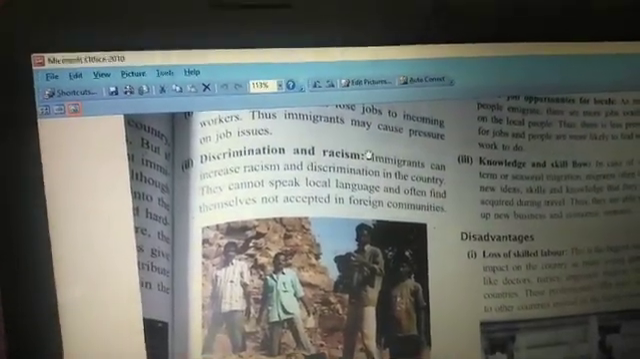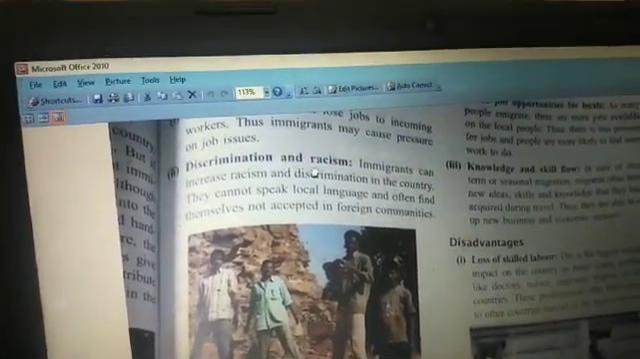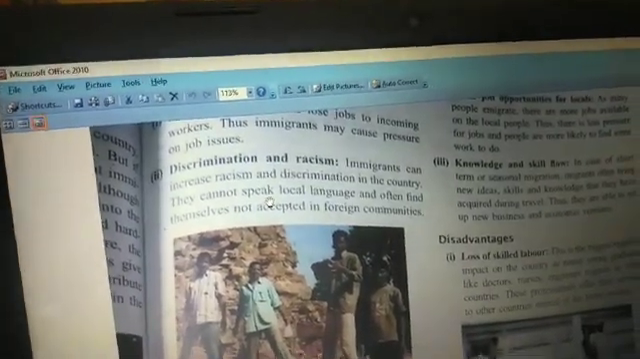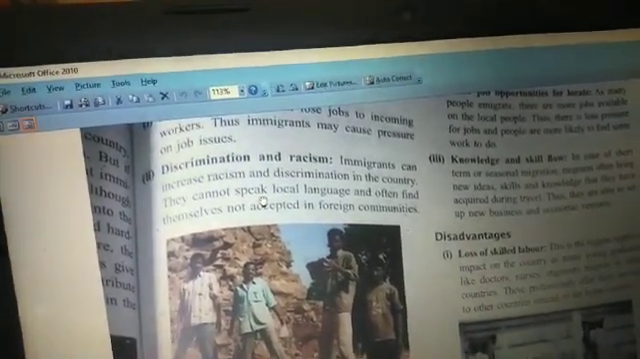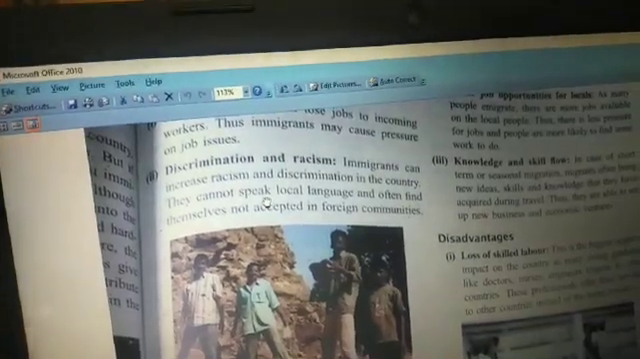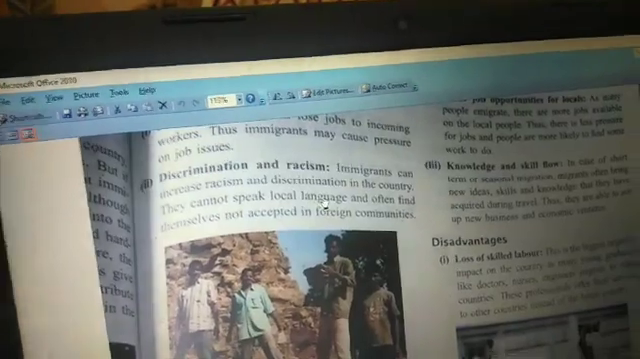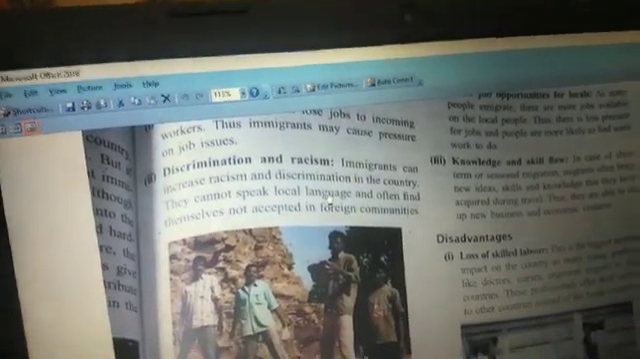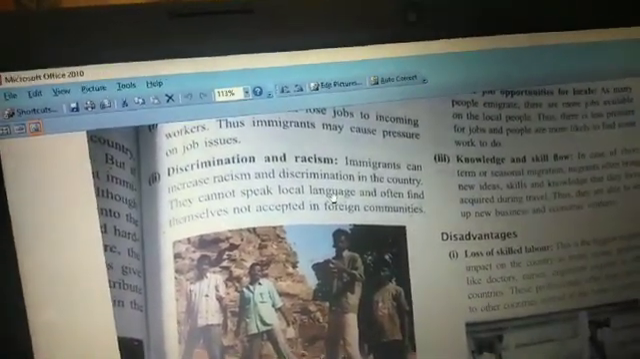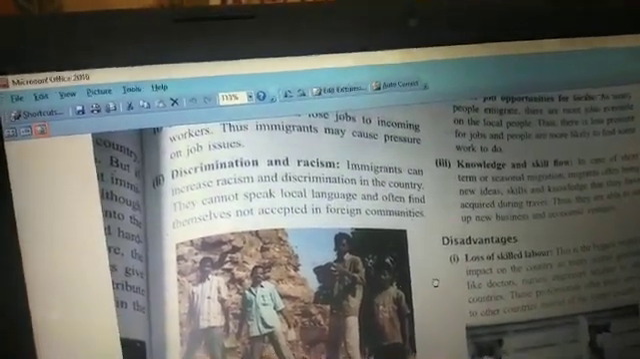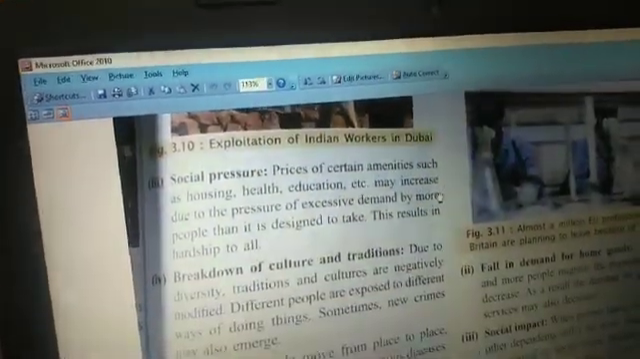And discrimination and racism. Discrimination and racism means some controversial things regarding your caste, religion and your color. These kinds of things will happen. Language wise, if you are not able to speak their language, definitely they will make fun of you and they will not accept you in their group. So these kinds of negativity will happen. This all comes under disadvantages.